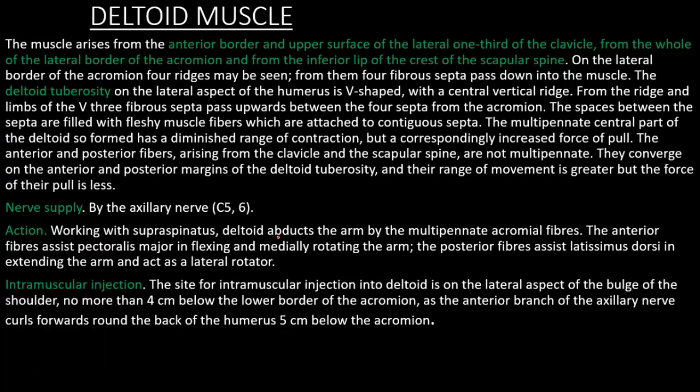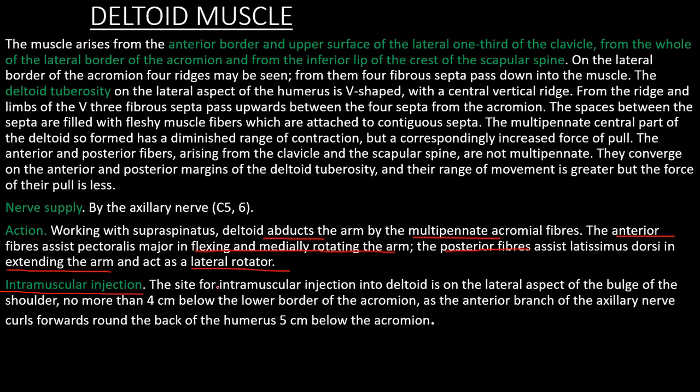In this way, you can see the multipinnate central part is for abduction. The clavicular part, the anterior fibers, are for flexing and medially rotating, whereas the scapular part or the posterior fibers extend the arm and laterally rotate it. Now, remember, it is a site for intramuscular injection. Remember when people were being given the COVID-19 injection, it was done into the deltoid muscle, but where?